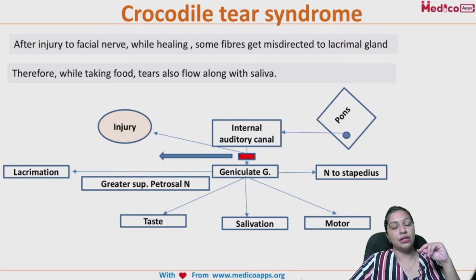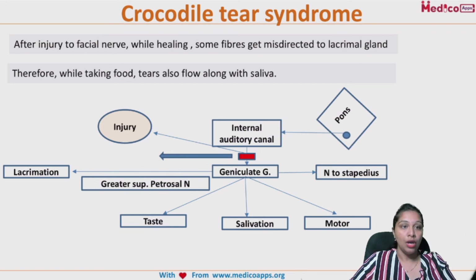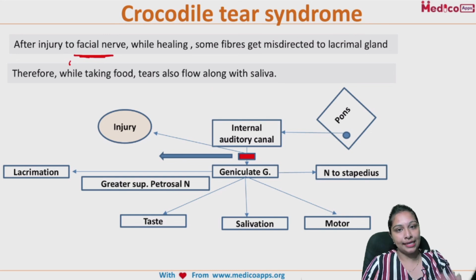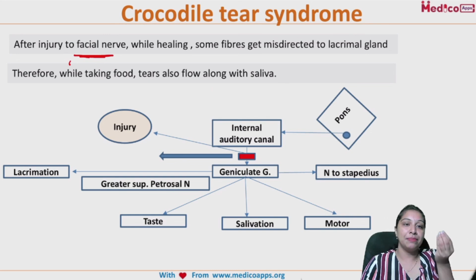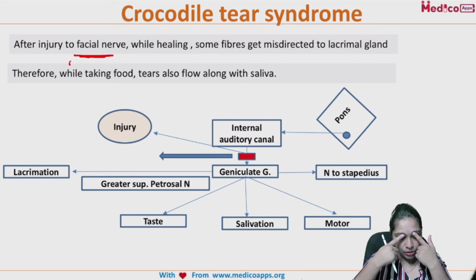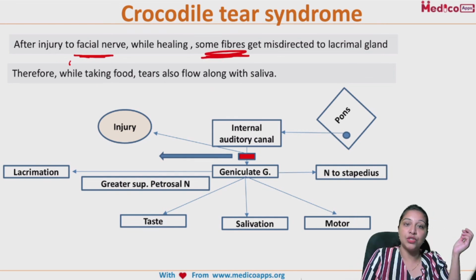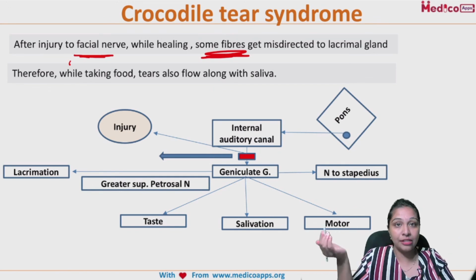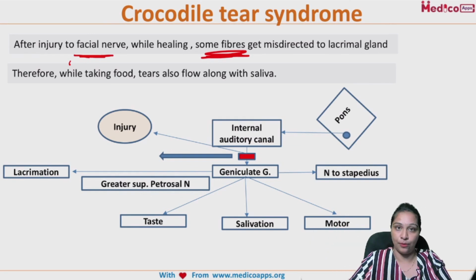Now, another interesting disease is crocodile tears syndrome. What happens is, after an injury to the facial nerve, when it starts healing, some fibers get redirected to the lacrimal gland. So when the person is eating food, the tears start coming out from the eyes because the lacrimal gland gets activated by these misdirected fibers which go and supply the lacrimal gland. This results in tearing. So we call it crocodile tears because these are fake tears. Actually, the person is not crying, but there is tearing from the eyes.